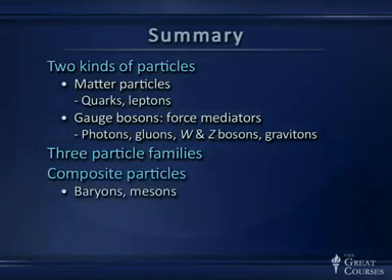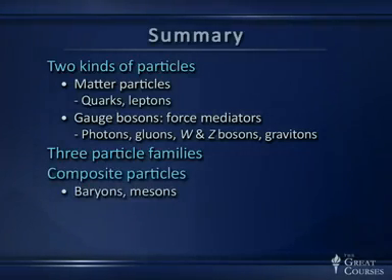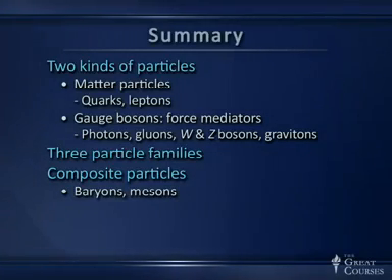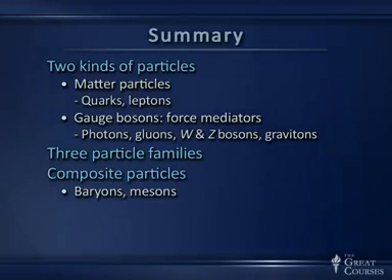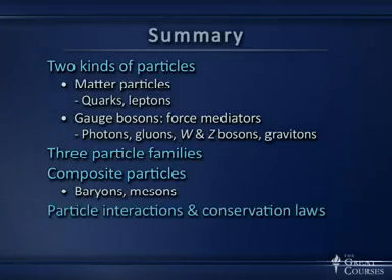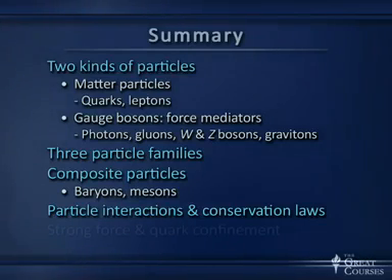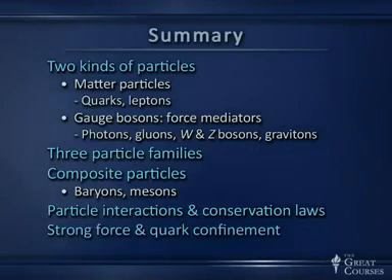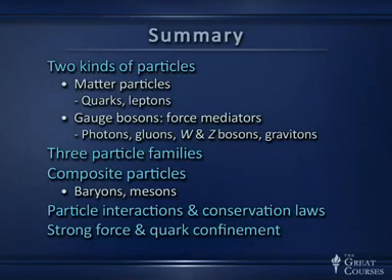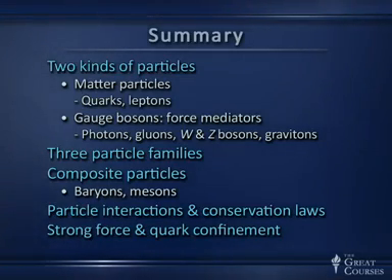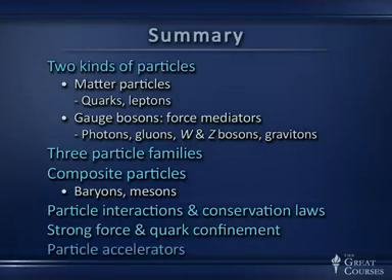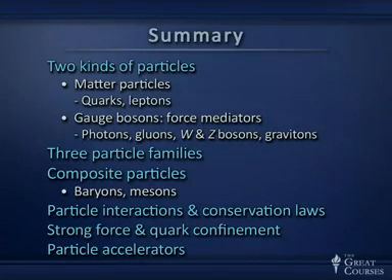There are composite particles. Baryons, made of three quarks, include the familiar proton and neutron. Mesons, made of a quark and an antiquark, are less familiar. They're all unstable, so they don't hang around long. Particle interactions obey conservation laws, some of which seem to be absolute and some of which are either not absolute or we're not sure. There is the strong force, which confines the quarks to make the protons and neutrons and many other particles, and that seems to confine quarks in a way that you can never break individual quarks free. And finally, we looked at particle accelerators, the machines, sometimes time machines, that give us insights into how all these particles work and what the early universe was like.